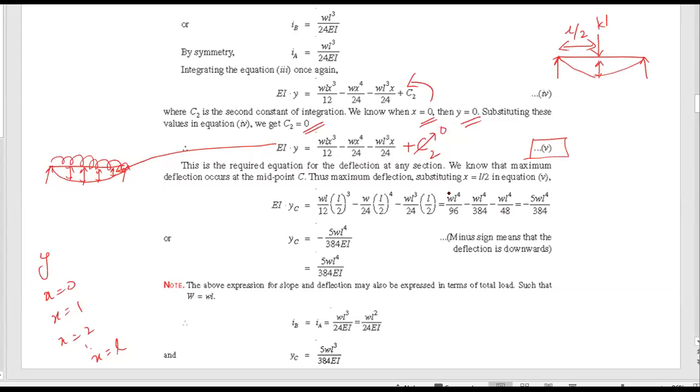Therefore, substituting x equal to L by 2 in my y equation, I will get y max. Y max is equal to 5 W L to the power of 4 by 384 EI. The minus sign represents that the deflection is in the downward direction.